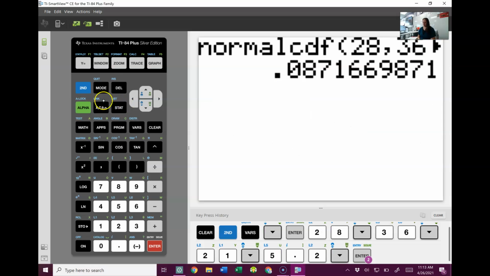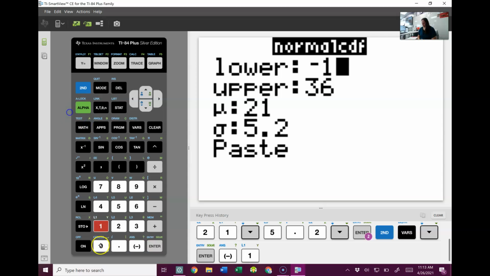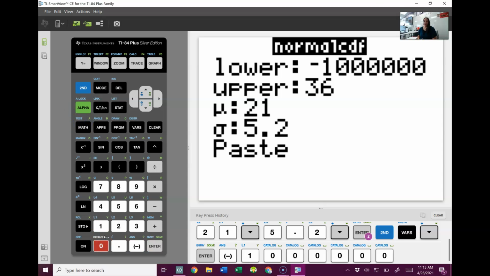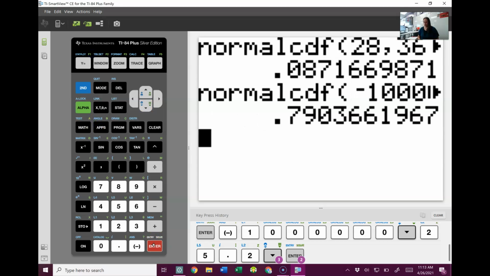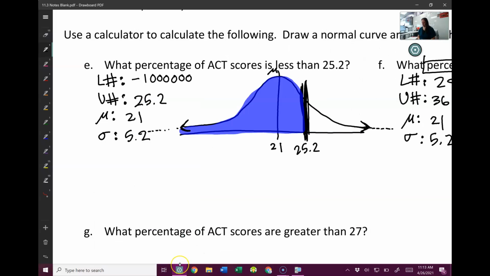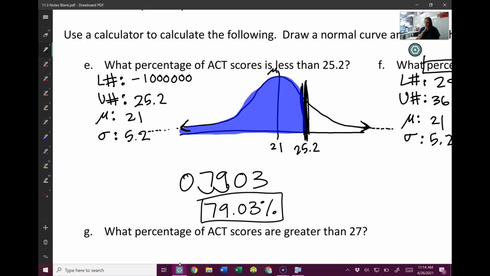Let's go in here and try it. So we wanted second vars, normal CDF. Our lower was negative 1 million, or just a really big low number. Our upper was 25.2. Our mean was still 21. Standard deviation still 5.2. Enter, enter. And we get 0.7903. Move it to the right too, so we can make it a percentage. And we get 79.03%. So about 79% of students will score less than a 25.2 on the ACT.